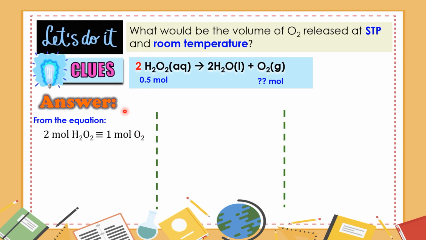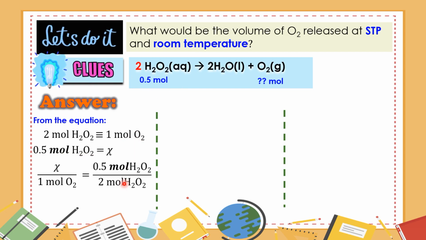Next, we can substitute the number of mole of peroxide, and then we can find out the number of mole of oxygen. So 0.5 mole divided by 2 mole. Therefore, the number of oxygen gas produced is 0.25 mole.